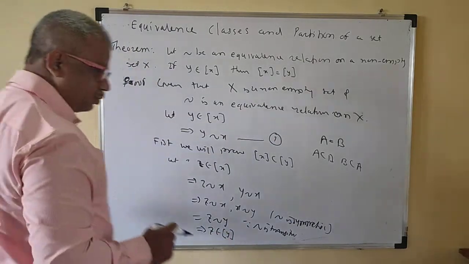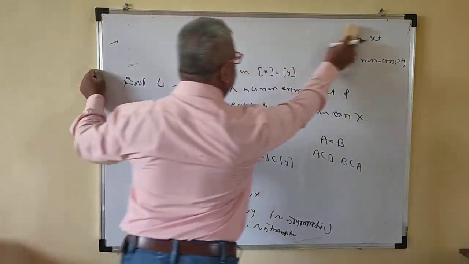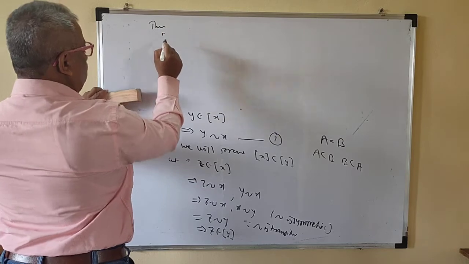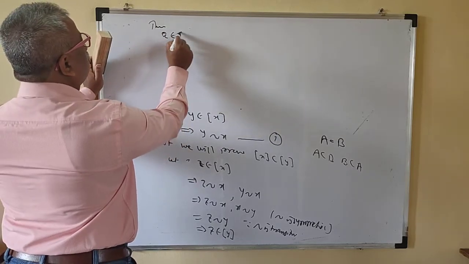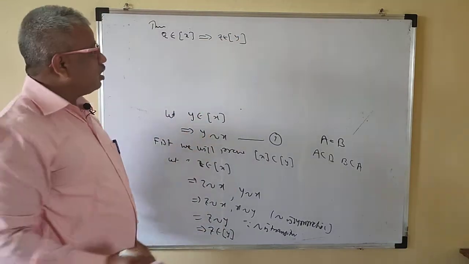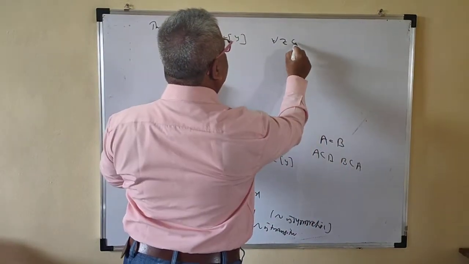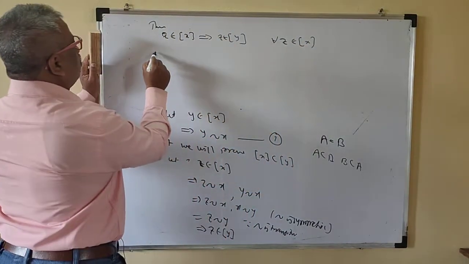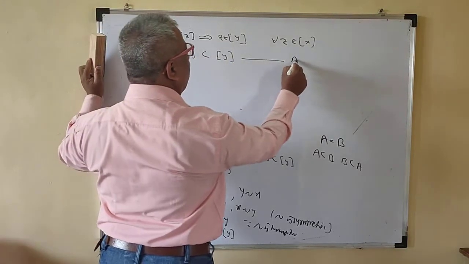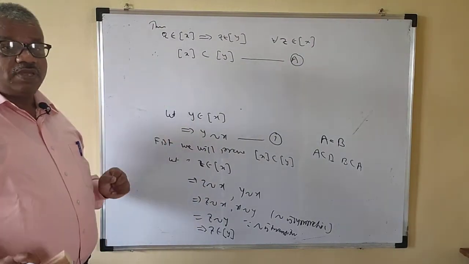Thus Z belongs to the equivalence class of X implies that Z belongs to the equivalence class of Y. We have proved this, for all Z belonging to the equivalence class of X. So therefore the equivalence class of X is a subset of the equivalence class of Y. I will call this A. We have proved that the equivalence class of X is a subset of the equivalence class of Y.